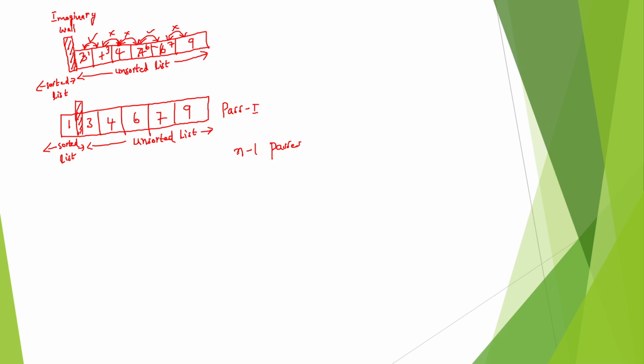So N is the total number of items in the list. Here, how many items do we have in the list? 6 items. So how many passes does this list require before it gets completely sorted? N minus 1, that is 6 minus 1, which is 5 passes it requires.